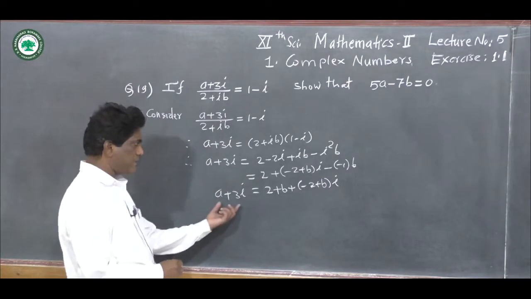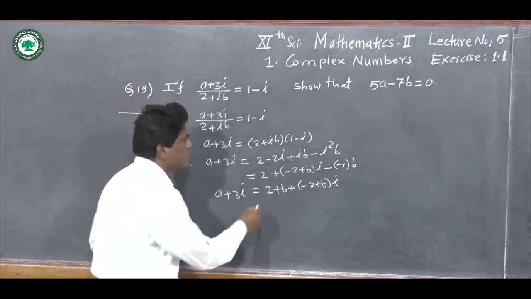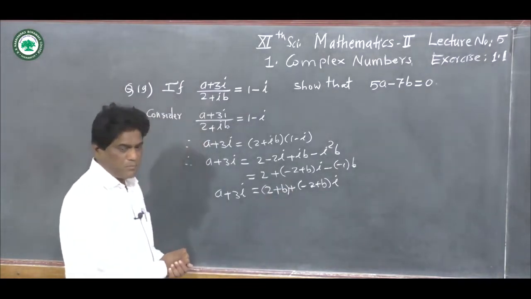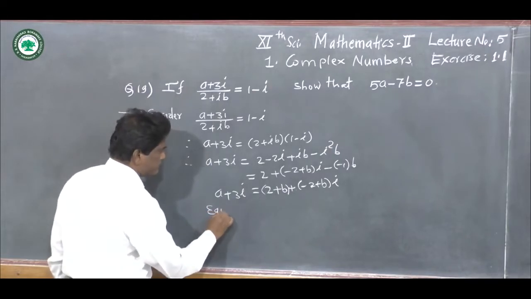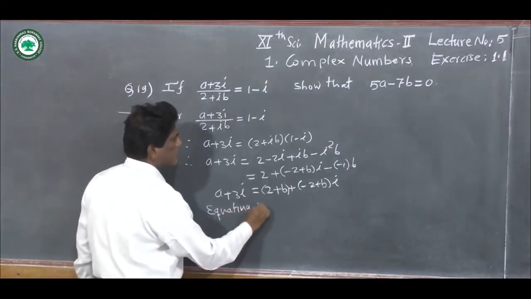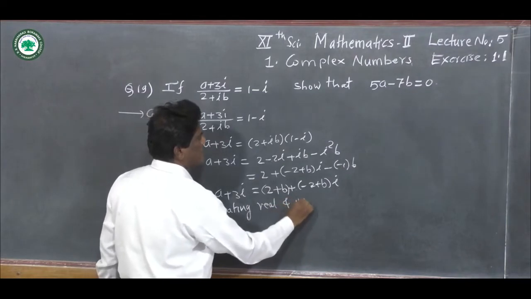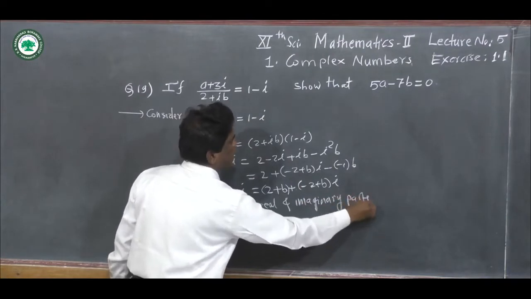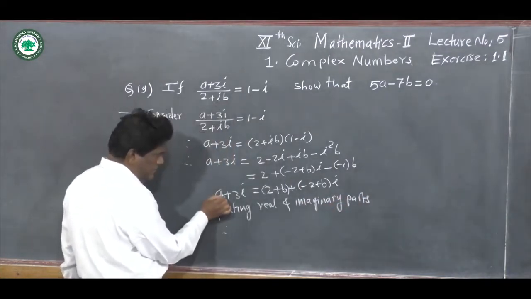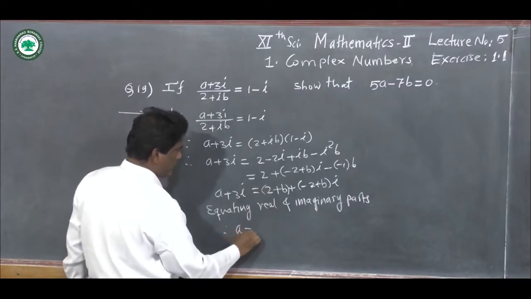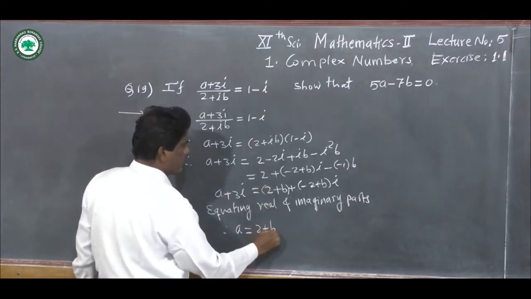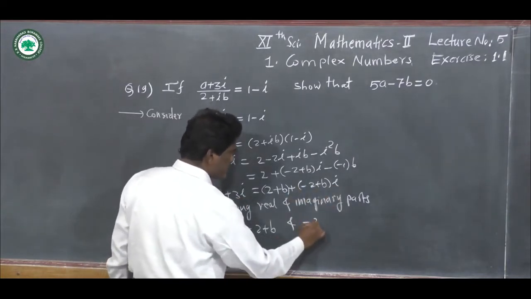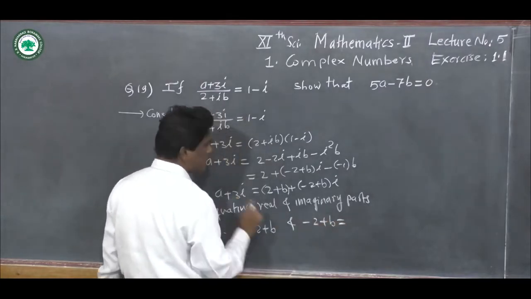Now the left hand side is a complex number, and the right hand side is also a complex number. So these two complex numbers are equal, so equating their real and imaginary parts. Therefore the real part is a, so a = 2 + b. And the coefficient of i is 3 on the left, and on the right it is (-2 + b), so -2 + b = 3.